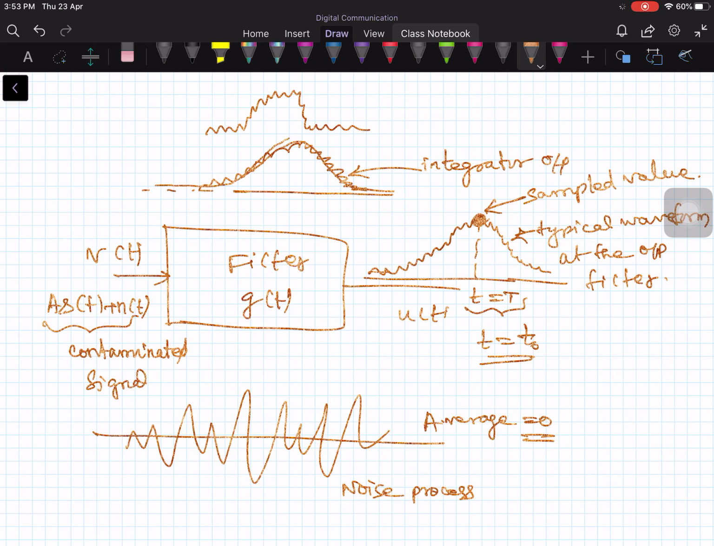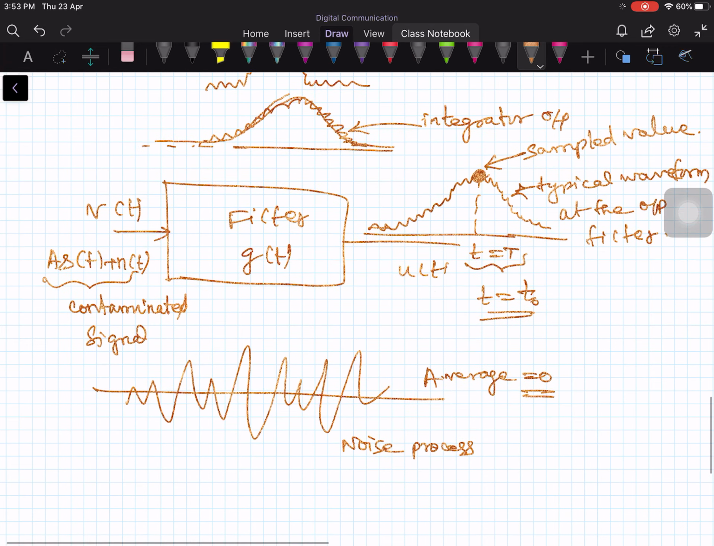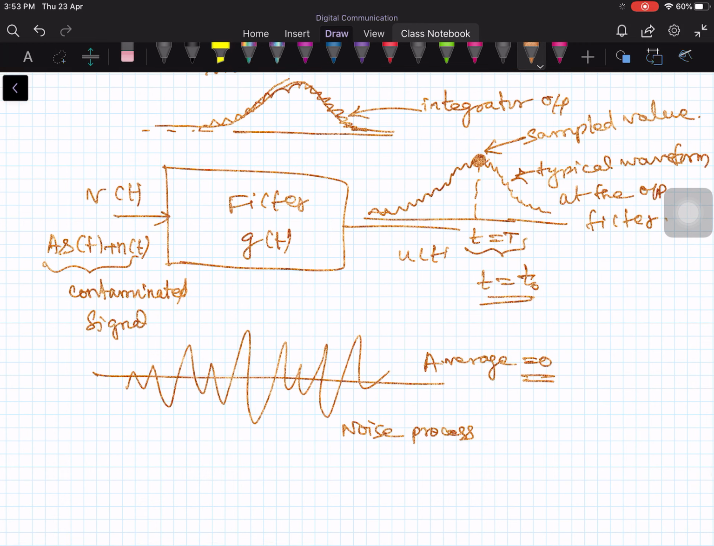Now later on we will see how to derive the impulse response of the filter. For the time being, we are assuming this is a filter. We are not particularly worrying about what is the impulse response of that filter. Okay, that we will derive later on. For the time being, intuitively, let us try to understand that the integrator will eliminate the noise contribution as much as possible, and it peaks at the end of the pulse. Okay, so this is a typical operation of your filter.